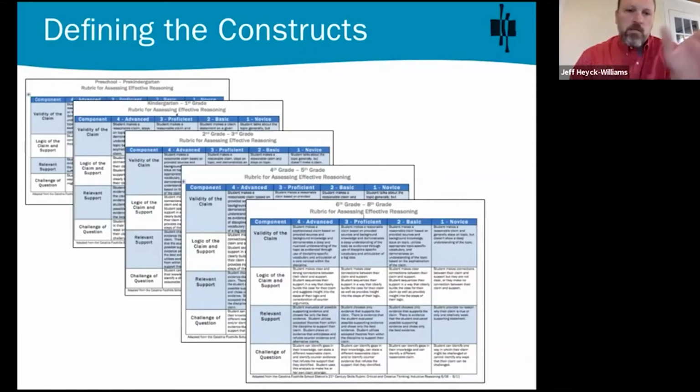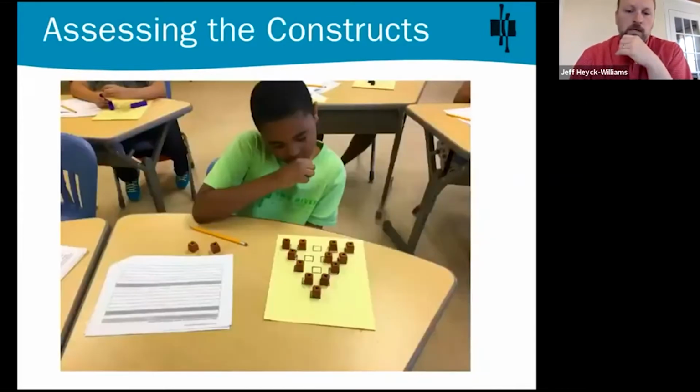But this gives you a sense. These are our effective reasoning rubrics, and they are on a continuum from preschool through 8th grade. And then we assess through performance assessment. All of these performance assessments are intended to be content neutral, so not specific to our English classes or math classes or science or social studies or foreign language.